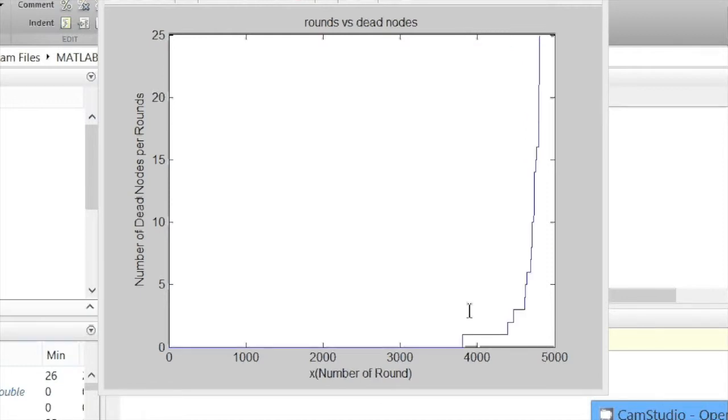This is the graph for the number of dead nodes versus the number of rounds. So the number of dead nodes is 0 till the 4000th round, because the 25 nodes are still alive, and on reaching the 5000th round the number of dead nodes increases, which means that the alive nodes die on reaching the 5000th round. Because of the simulation that has been run for 5000 times and their exhaustion, the nodes die on reaching the 5000th round.